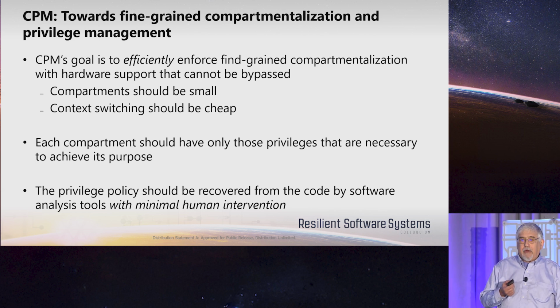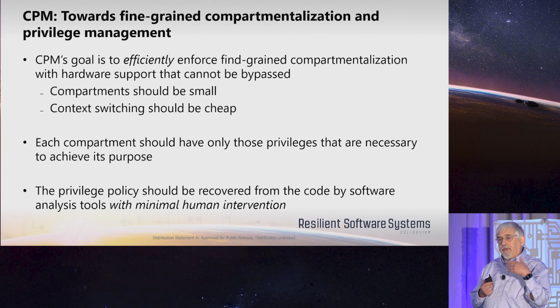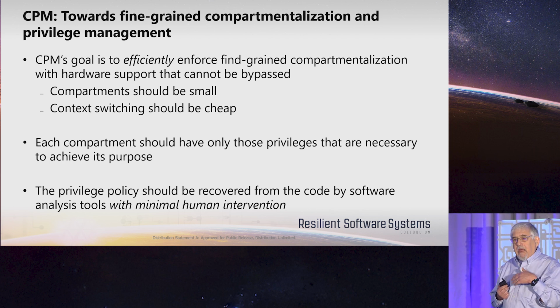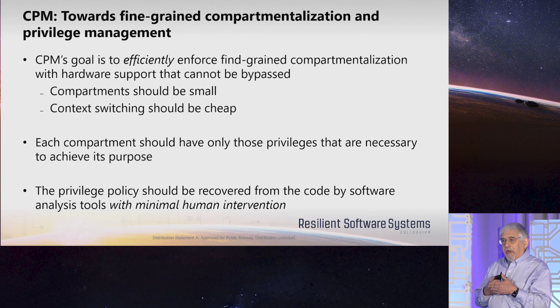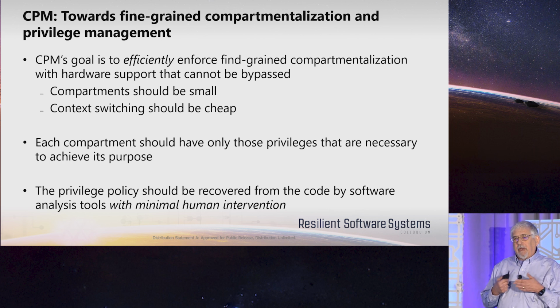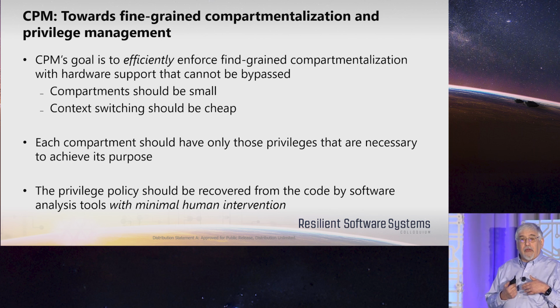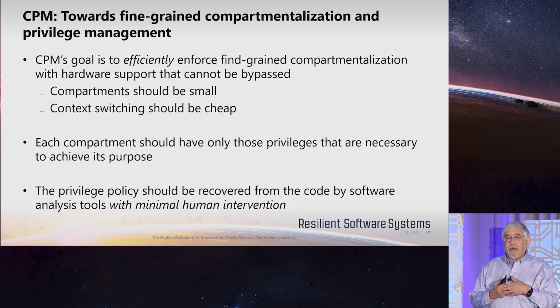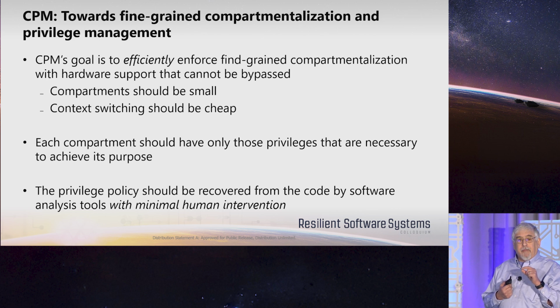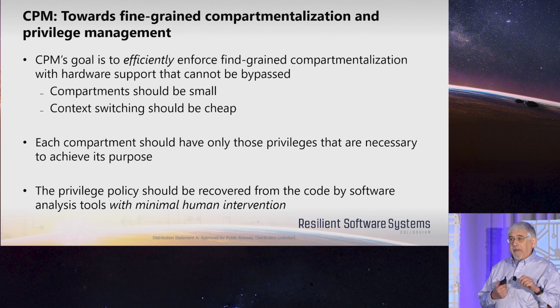Now, there's a trade-off here because the smaller the compartments, the more you're going to be switching between those. That's a context switch and it has overhead. But you get more containment that way. The bigger the compartments, the less you're going to be switching, but your containment is going to be reduced. And so it's the role of this software analysis to determine what is an appropriate trade-off point between the degree of confinement, that is, how small are our compartments, how much privilege should they have, versus how efficiently can we enforce them.